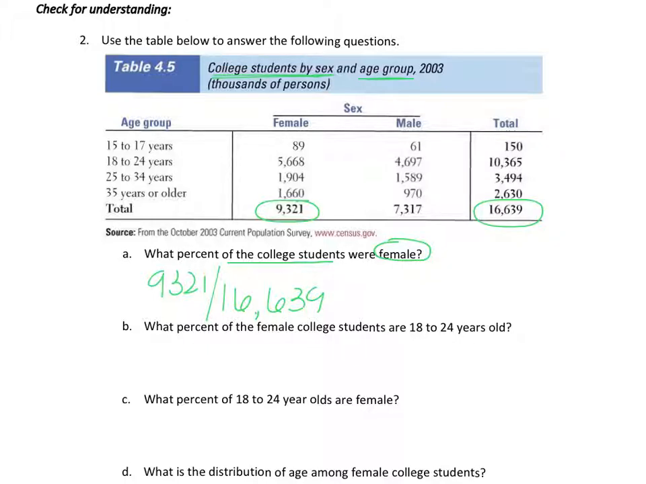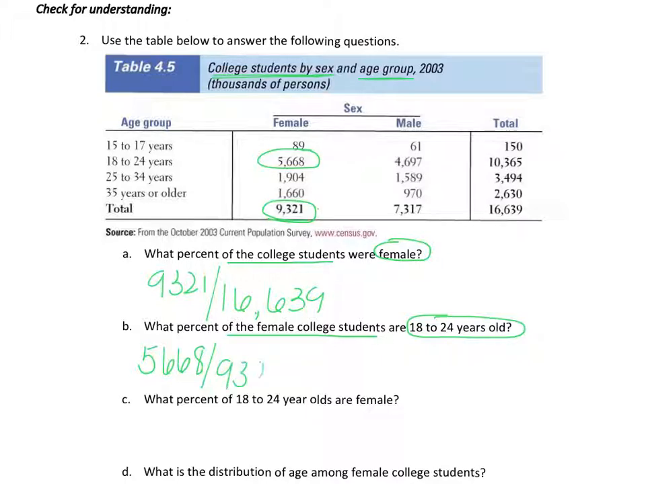Part B says, what % of the female college students are 18 to 24? Now instead of looking at all of the college students, I'm focused only on one group. That one group, the female college students, is my condition. So I want to know, out of this group of female students, what % are 18 to 24. I'm going to take my 18 to 24 within the female column and divide that by the total females, which is 9321. And we'll calculate the decimal there.